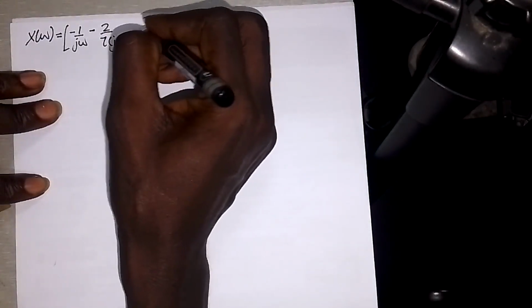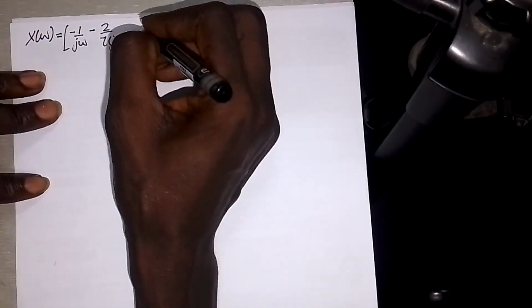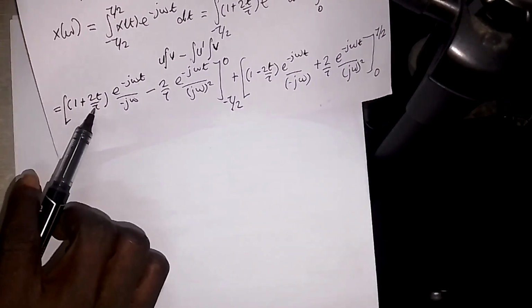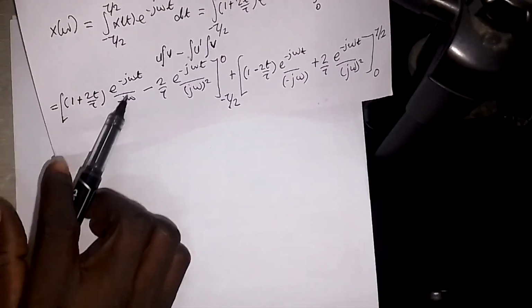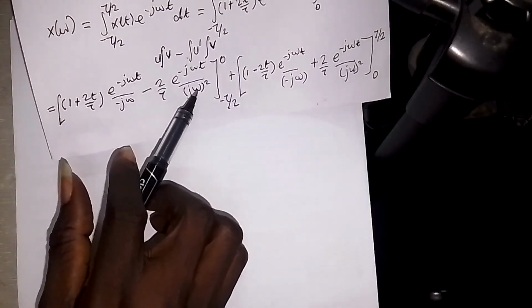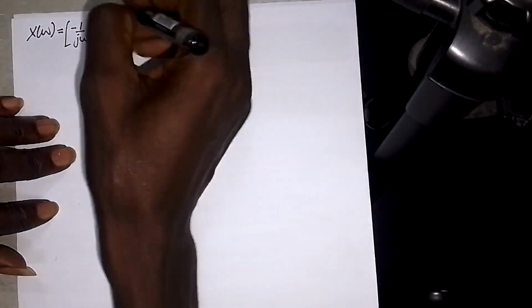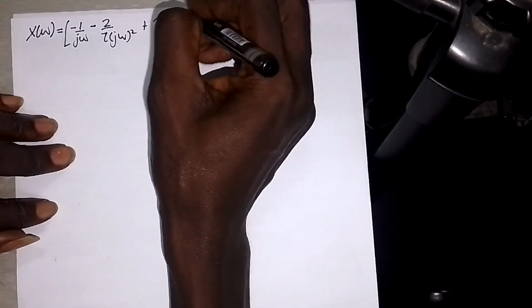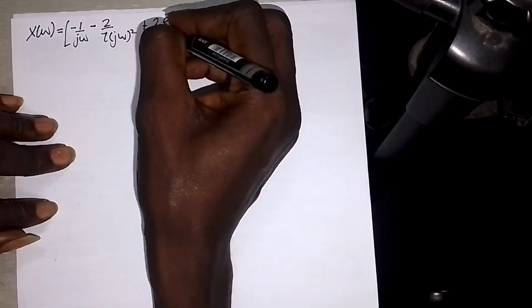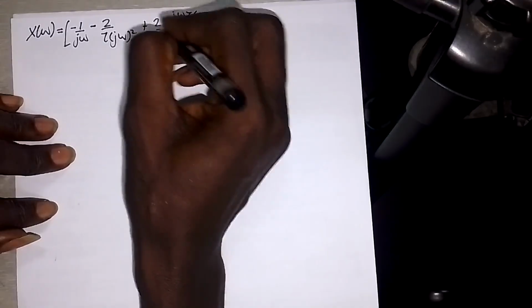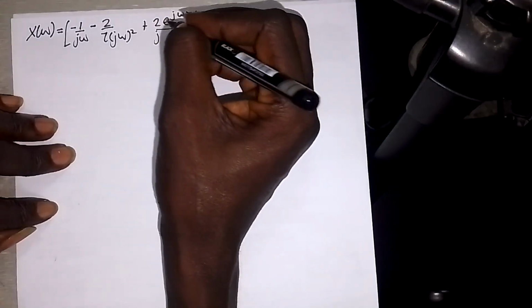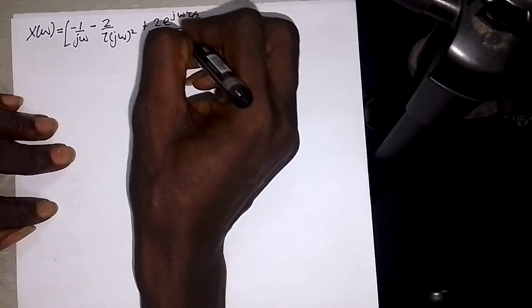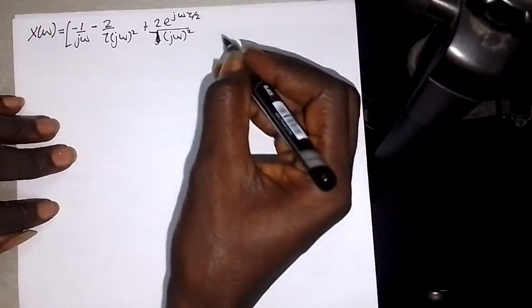So the lower limit is minus tau on 2. If you put minus tau on 2 into the first part here, you get 0. So this part will become 0. Then you put tau on 2 into the second part, and this is what you will get: 2 into e exponent j omega tau on 2, over tau into j omega squared. So that's what you're going to get there.